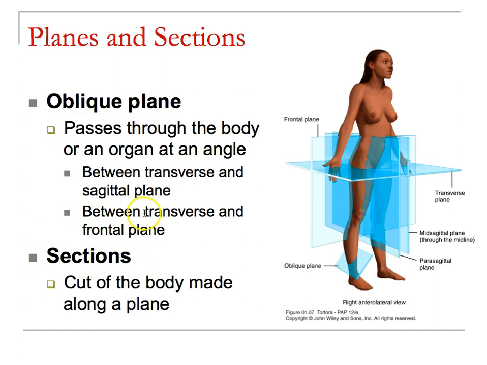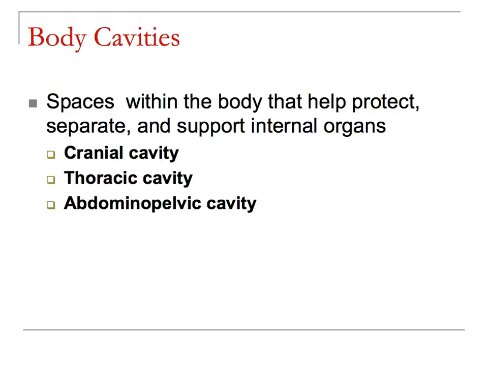That oblique plane, I said, was a mixture of transverse and sagittal or transverse and frontal planes. And because we can do this anywhere inside the body now, we actually call these sections, and you sum those sections together to figure out what you're actually looking at. When you start looking inside of the body, you have these things that are open spaces, and Mother Nature abhors an open space. She has to fill something inside of that space.